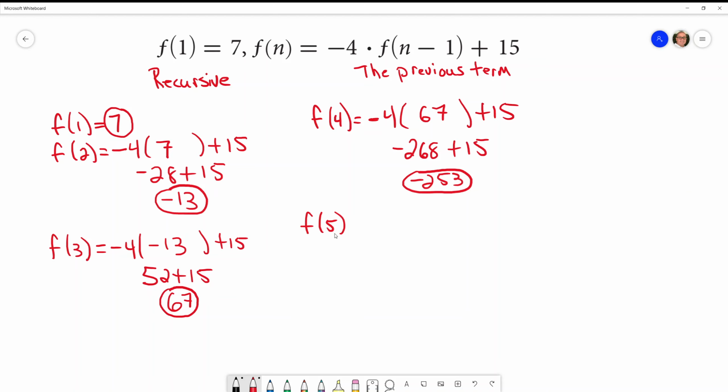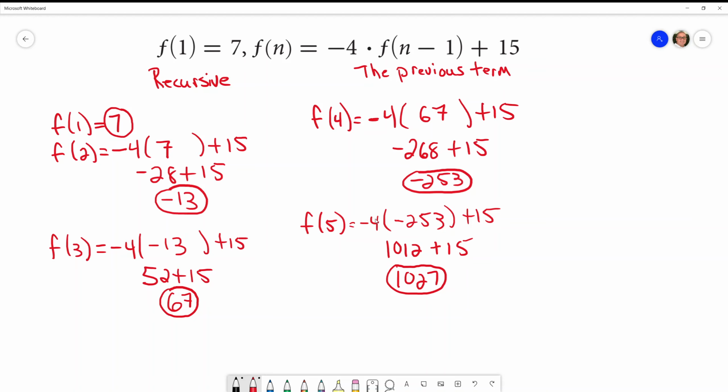So if I'm looking for the fifth term here, I have to look at the previous term, which is the fourth term, which is -253. So I'm going to write -4 times the previous term plus 15, and my previous term is -253. And so now we multiply. -4 times -253 is 1,012. And 1,012 plus 15 is 1,027. So that's our fifth term.